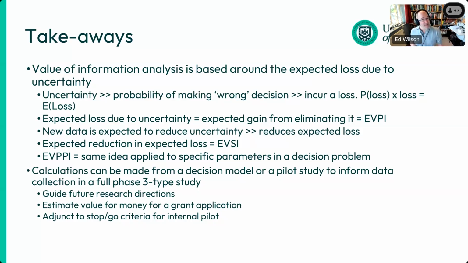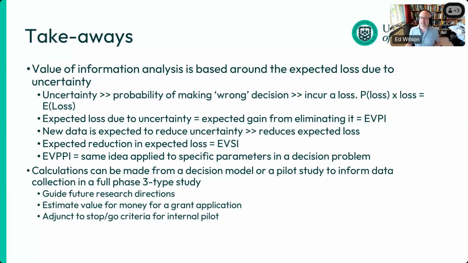So that expected reduction in expected loss is the expected gain from that information, or the expected value of sample information. Compare that with the cost of research. That tells you the return on investment, the expected net benefit of sampling, or expected net gain of sampling. You might see it as ENBS or ENGS.